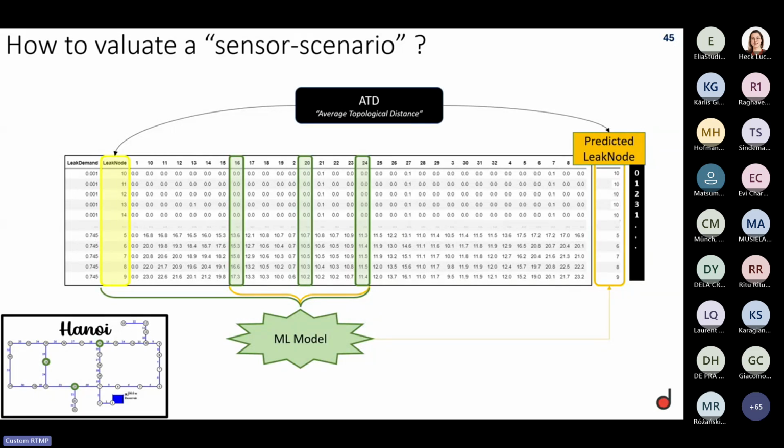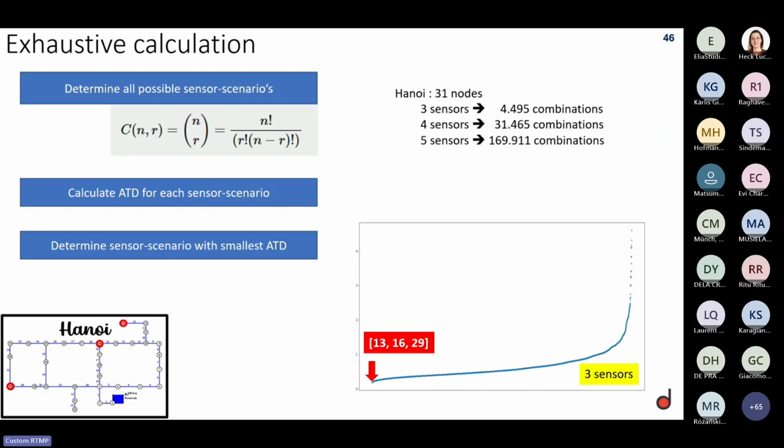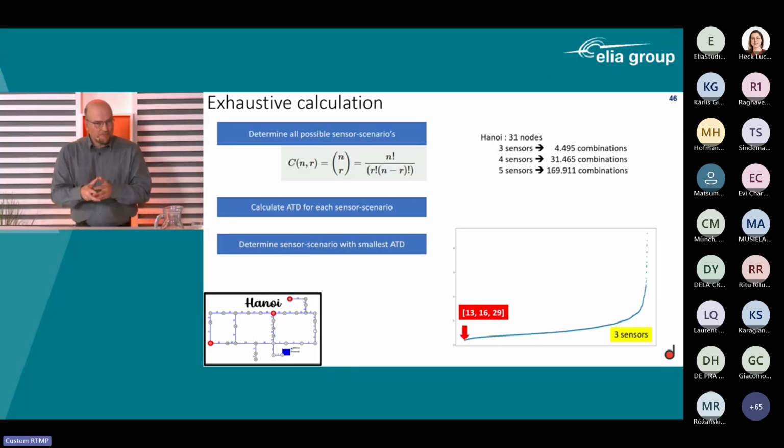And then with that machine learning model, you can predict your node, and then you can start comparing, not just whether it's the same or not, but what is the vicinity. We call that the average topological distance. That's a term that you won't find in literature. We just figured that out ourselves, like this could be meaningful, that you have the topology also in place. Okay, so we applied this method towards the exhaustive calculation.